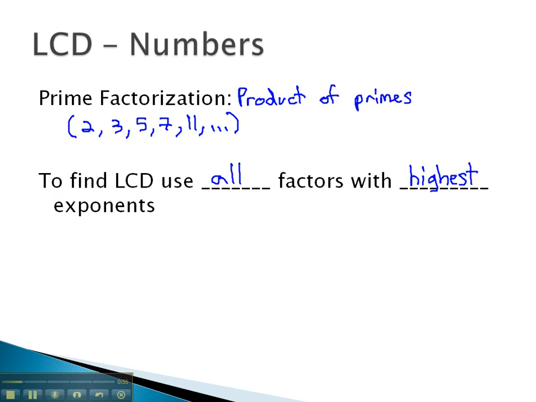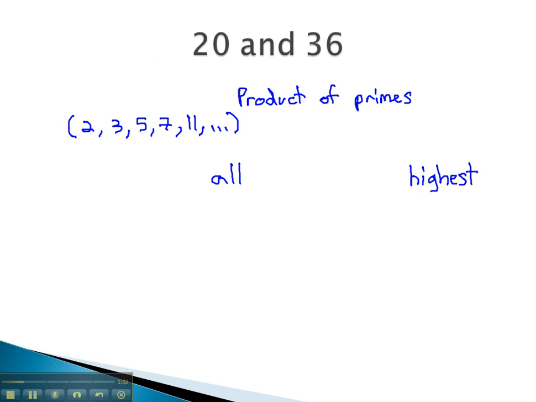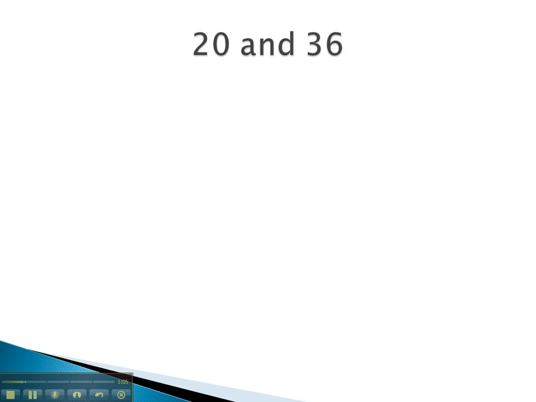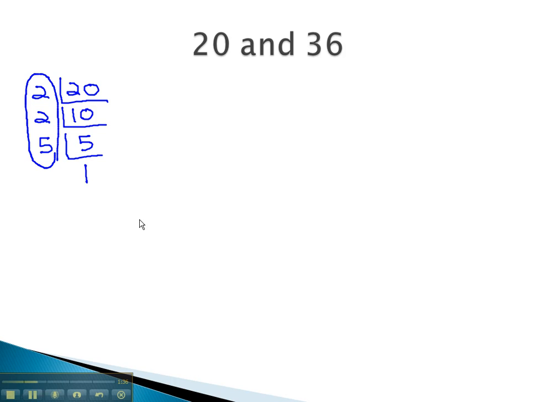Let's take a look at some examples where we can find prime factorizations and then the least common denominator. Here, we're considering the numbers 20 and 36. A good way to find the prime factorization is to take the number 20 and start dividing out, upside down if you will, prime factors. 20 is divisible by 2, 10 times. This is divisible by another prime factor, 2, 5 times, which is divisible by 5, 1 time. Once we divide down to a number of 1, the numbers on the side will make up the prime factorization. 2 times 2 times 5, or 2 squared times 5, gives us 20.